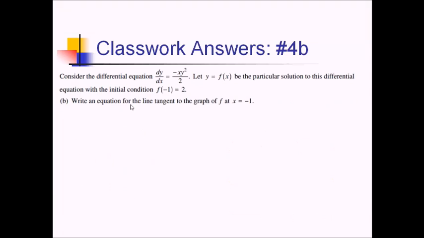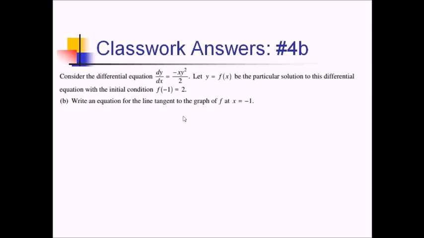For this part, they want us to write an equation of the line tangent to the graph of f at x equals negative 1. So there's two ways to do this. One is to say L of x equals f of a plus f prime of a times x minus a. You could also just use point slope formula, but you're going to have to find the slope either way.